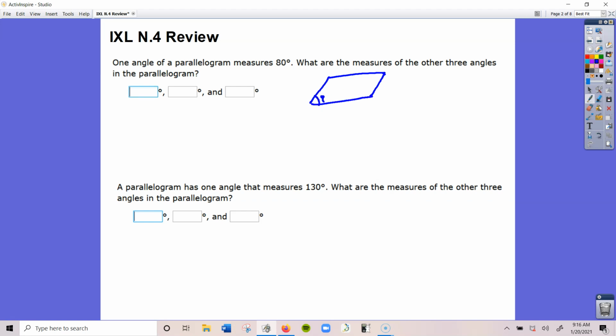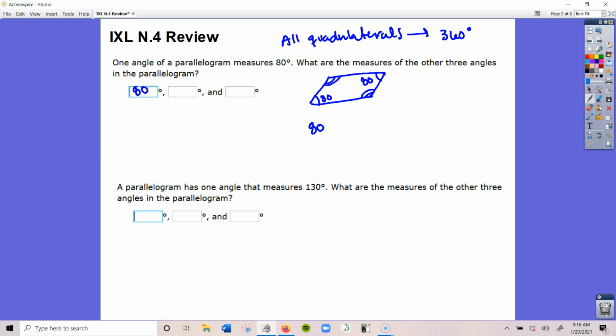If this angle is 80, then the opposite angle will be the same. So 80 would be one of those answers. Then these angles would also have to be the same because opposite angles in parallelograms are going to be equal. So in order to solve this, we know that all quadrilaterals have angles that add up to 360.